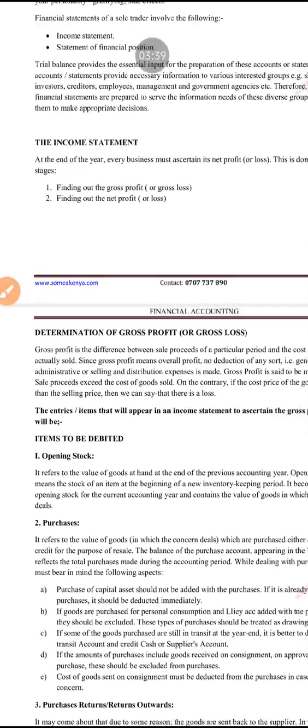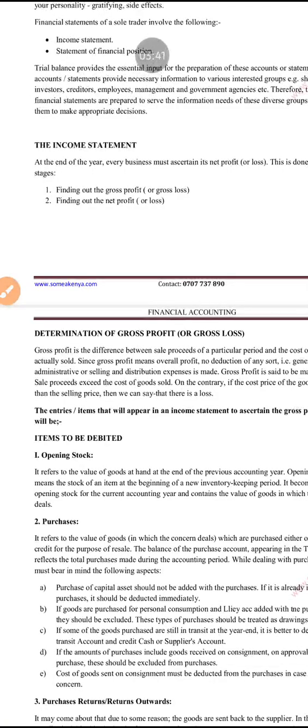So how do we determine the gross profit? Remember, for the gross profit, we take the sales or the sales revenue, less the cost of sales. Cost of sales is made up of opening stock. We add purchases. We add carriage inwards. We less returns outwards. We less closing stock. And that is how we get the total cost of sales.